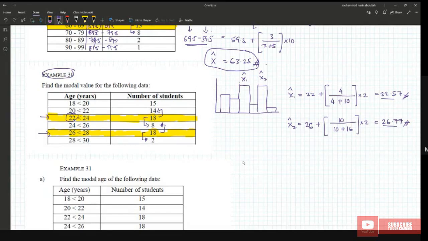And then for the second mode, 10, which is 18 minus 8 equal to 10, and 10 plus 18 minus 2 equal to 16. So 10 divided by 26, multiplied by 2, plus 26, you get 26.77. Right? So you need to make sure the value of mode must lie between its range. Okay?